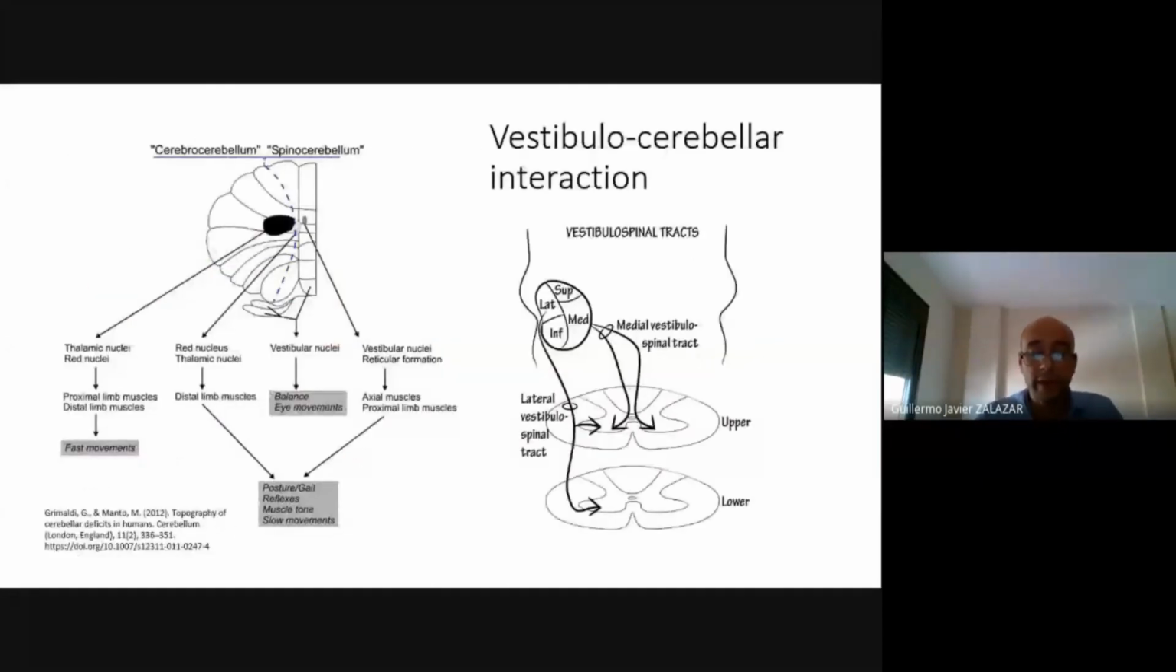We know that the cerebellum modulates the activity of the vestibular nuclei, so their interaction controls the vestibulospinal reflex. This vestibular-cerebellar interaction modulates muscle tone, posture, and balance.